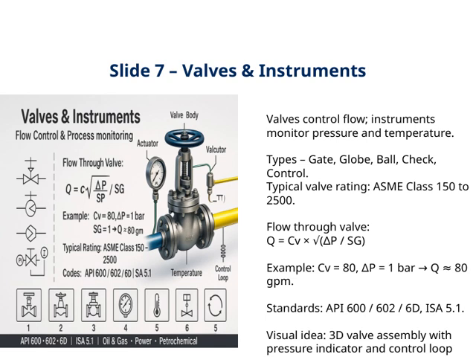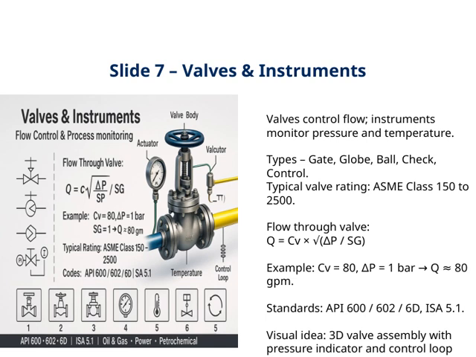Valves are rated according to standards like the ASME classes, which typically range from 150 to 2500. Higher classes mean the valve can handle higher pressures. Understanding flow through a valve is also important, and there's a standard formula: Q equals CV times the square root of ΔP divided by specific gravity. For example, if we have a CV of 80 and a pressure difference of 1 bar, the flow rate Q would be approximately 80 gallons per minute. Standards such as API 600, 602, 6D, and ISA 5.1 guide the design and manufacturing of these valves to ensure safety and reliability.